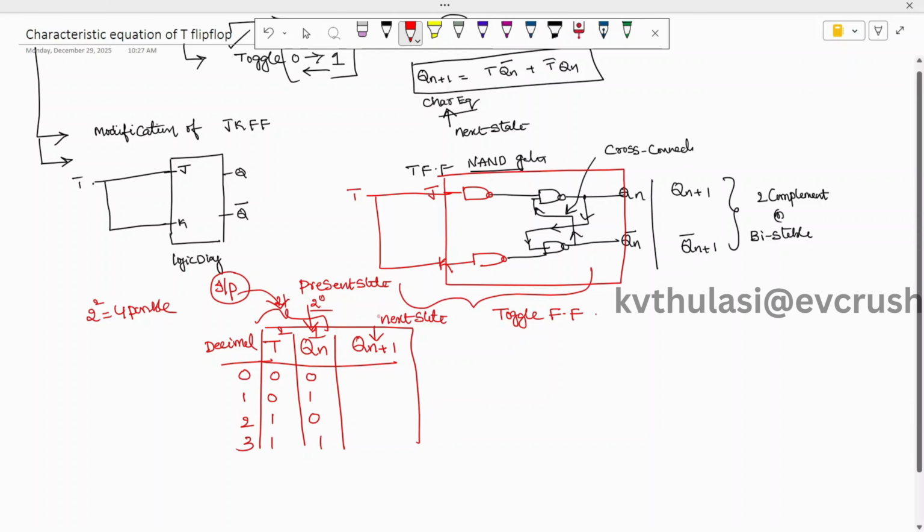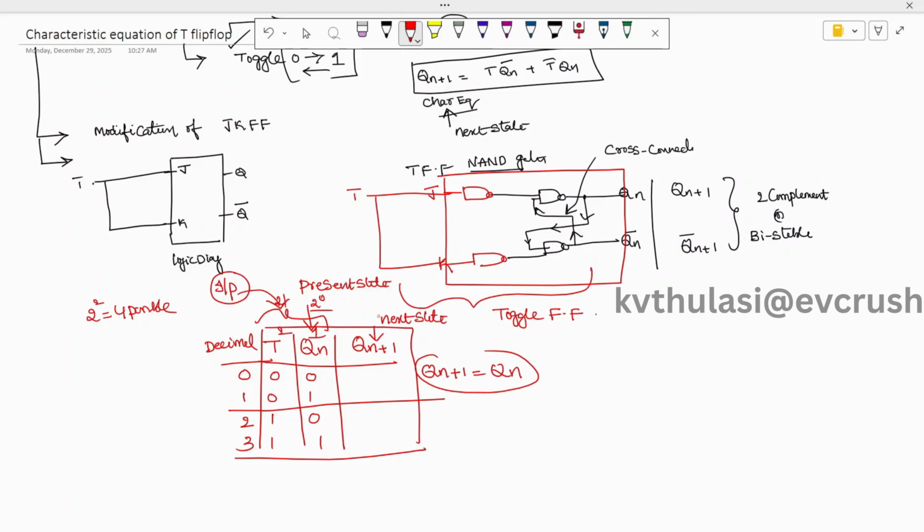Now we have to find the next state. How to find this state? Already we know that from the JK flip-flop, when the input is 0, Qn+1 is equal to Qn. So the next state is whatever the value in Qn, the same value is repeated. Therefore, this is also 0 and this is also 1.